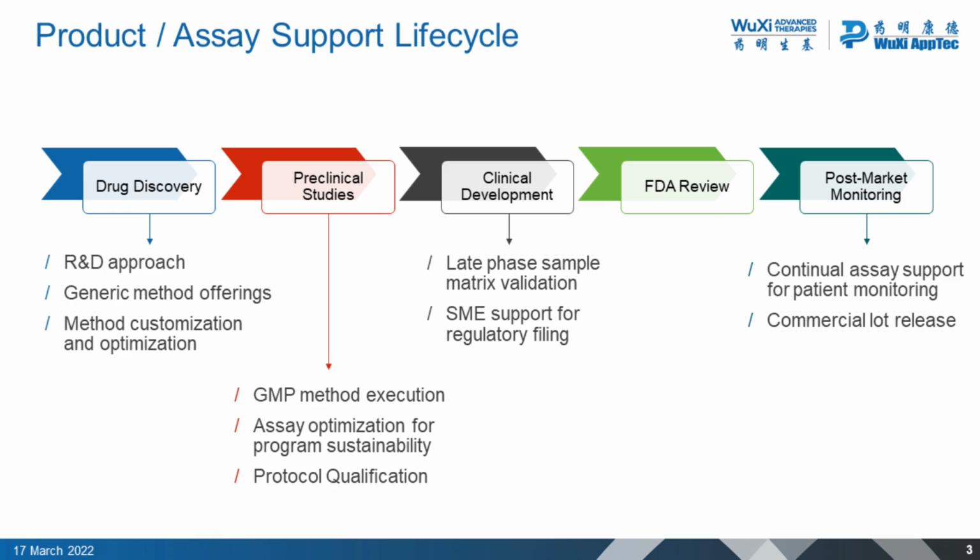So at phase 3, when that product enters and needs a matrix validation, we are able to provide a custom validation strategy, which will prepare you for your eventual FDA filing and review for release into the American market. We also plan on having a sustainable life cycle support for that product by having continual assay support and SME support for regulatory filings, as well as any additional support that would be needed throughout that product life cycle.